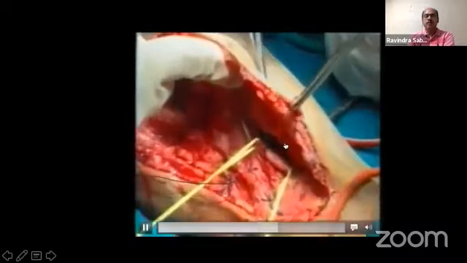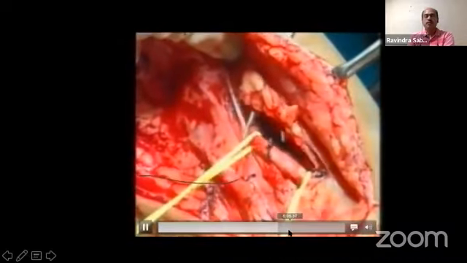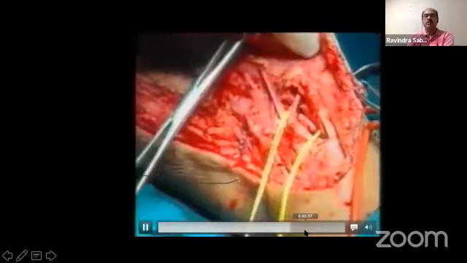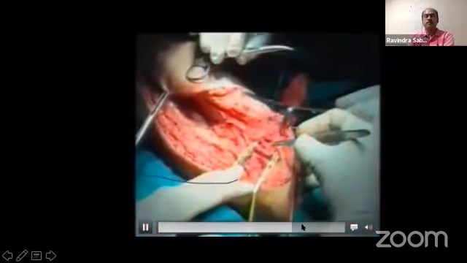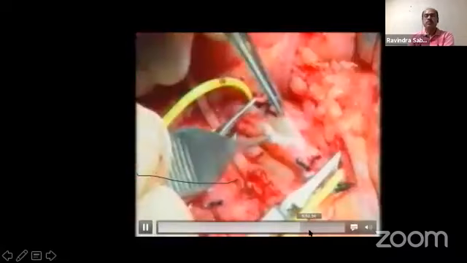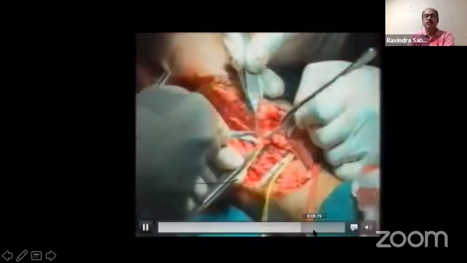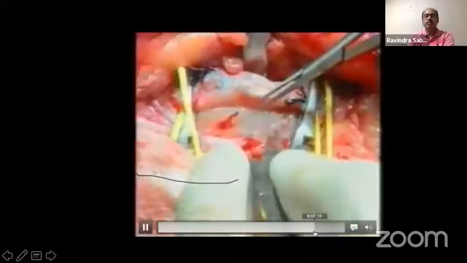Again, bring this vein down deep into the deep system near the brachial artery here. Now the anastomosis to the brachial artery is done. Again, make sure that there is no acute kinking here. Anastomosis is done like what Dr. Ajay has demonstrated. I will not waste time on that.